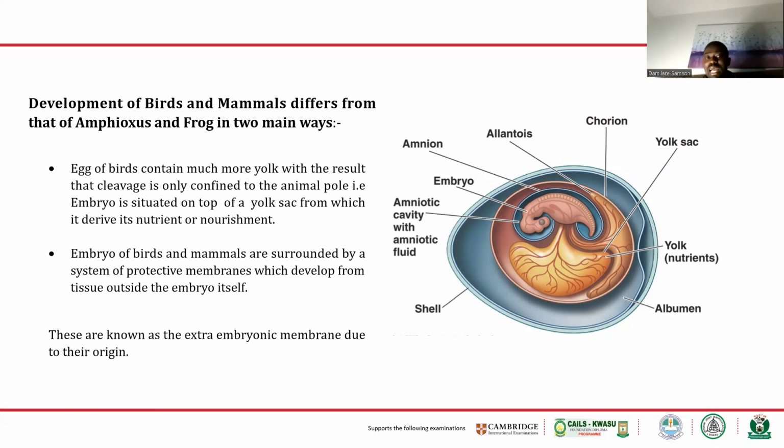Embryos of birds and mammals are surrounded by a system of protective membranes. It is surrounded by a system of what? Protective membranes, which develop from tissue outside the embryo itself. These are known as the extra-embryonic membranes due to their origin. So let's go to the next one. We still have a lot to discuss under the diagram.